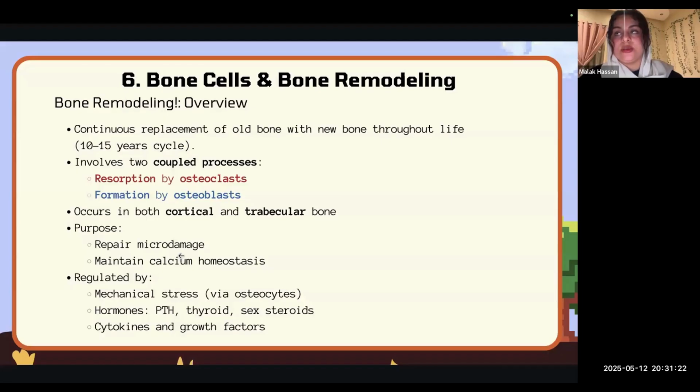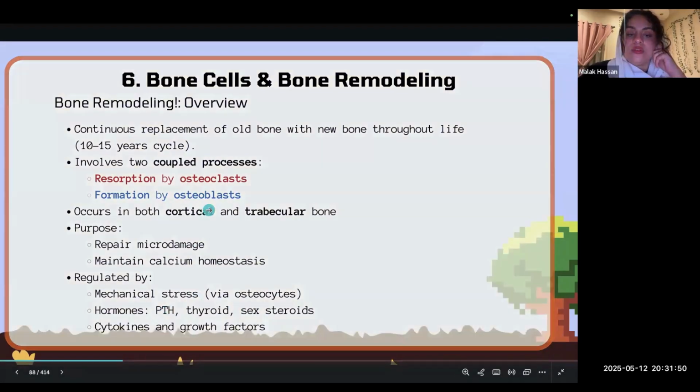When you exercise, for example, or when you're walking, there are micro fractures that happen in your bone. If those just kept happening, then your body would break down, right? So we need a repair system, or a remodeling system, and that's done by bone remodeling. It's also done to maintain calcium homeostasis. Whenever your body needs calcium, it goes and takes some calcium from the bone. And it's regulated by mechanical stress, detected by the osteocytes, as well as hormones, cytokines and growth factors.